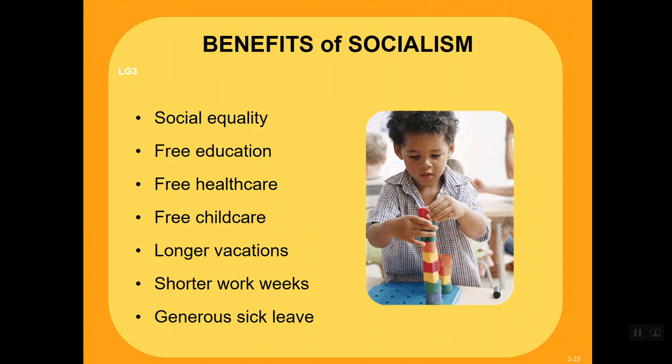Some benefits that are cited for socialism, as I mentioned, is social equality. Individuals are treated more equally because there's free education, free health care, free child care, and tend to be longer vacations, hence contributing to quality of life. Work weeks are shorter, probably less than the 5-day minimum, 40 to 50 hours a week in the US, and generous sick leave. Again, in socialism, there's much more emphasis on quality of life, but the government manages it, and it has to be paid for through the tax base. So that's why you have the higher taxes.